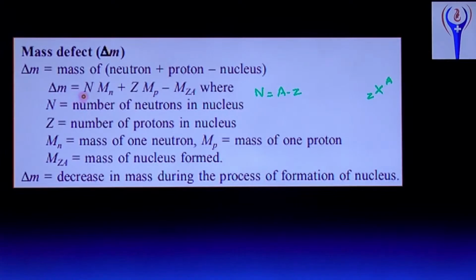Or delta M equals N into Mn. What is Mn? Mn is the mass of the neutron, plus Z Mp, where Z is the proton number, into Mp, the mass of the proton, minus M of X at A Z, which is nothing but the mass of the nucleus. That only is mentioned here. And delta M is the decrease in mass during the process of formation of nuclei. That change in mass only helps in the formation of the nucleus, or binding energy. That only we are going to discuss as binding energy.